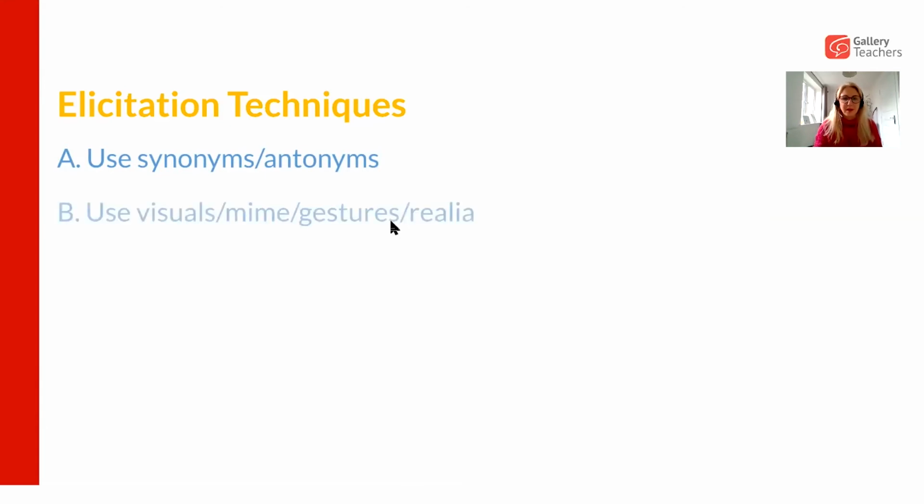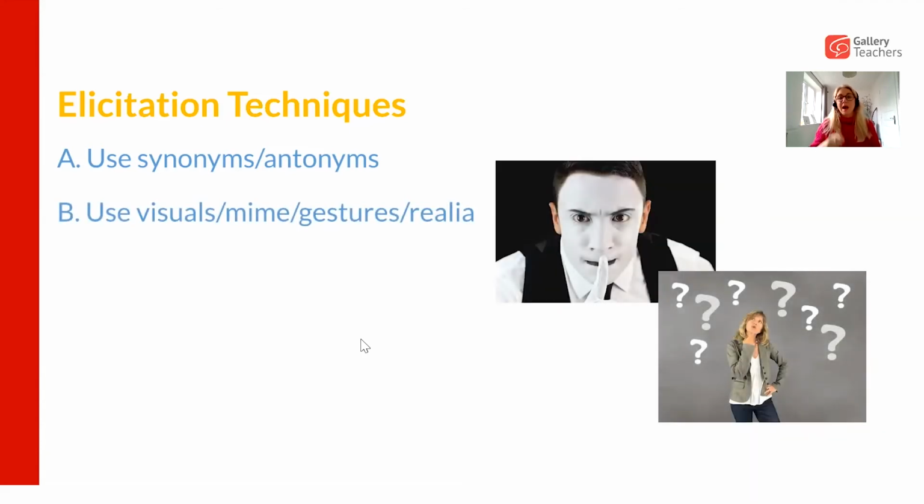Okay. So as we've discussed, you can also use visuals. You can use mime, like for simple action verbs. What am I doing? I'm brushing my teeth. And we can use realia. Gestures. Now, this is a tricky one. Now, some gestures that we use on a daily basis, they're okay for us, but you must make sure they're culturally appropriate for where you're teaching.